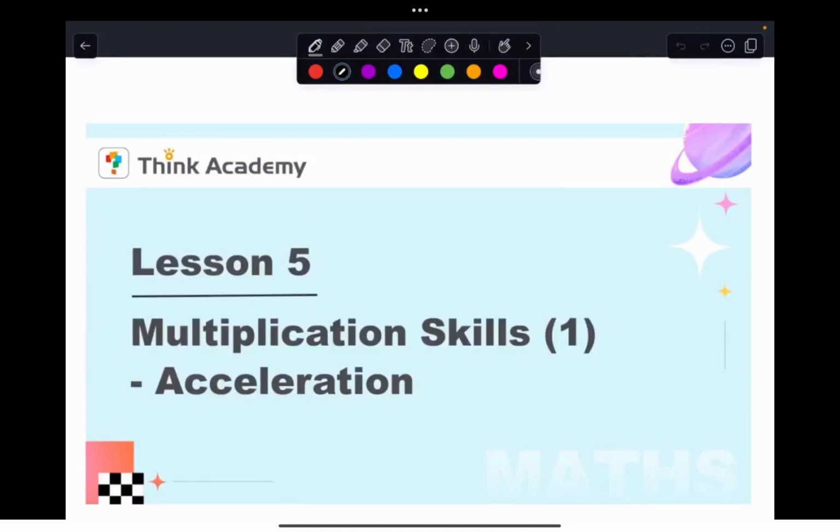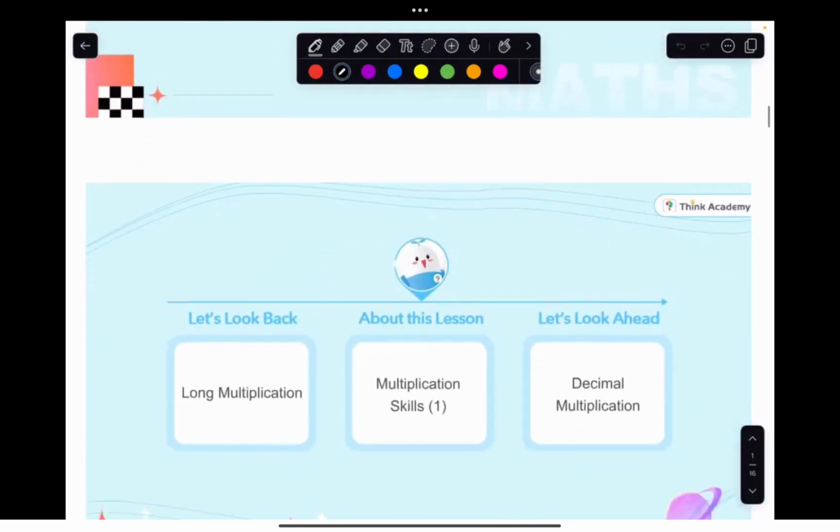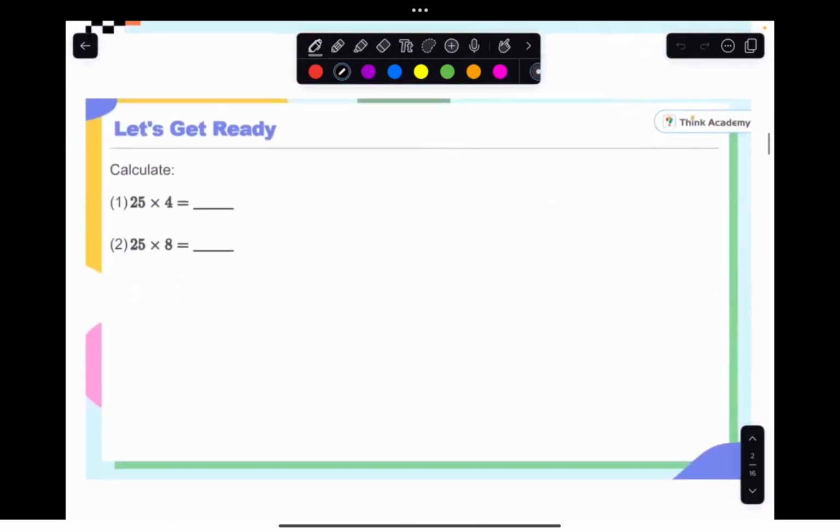Video, I'm going to give you a quick preview on lesson 5. So lesson 5 is mainly about calculation, multiplication skills 1. So you have to learn something called multiplication pair. Okay, multiplication pair. So let's do some multiplication first. So here we have two multiplication. I want you to calculate it and you will find that these numbers are actually nice numbers.